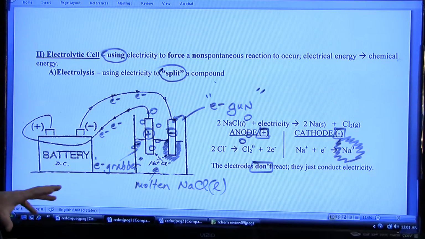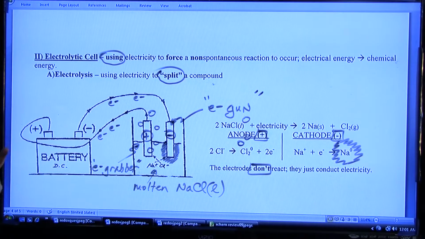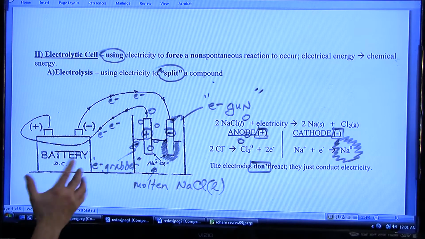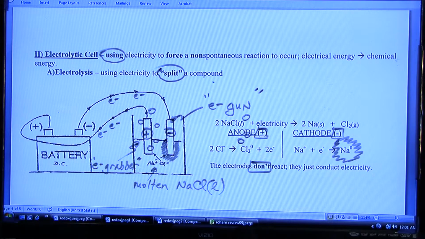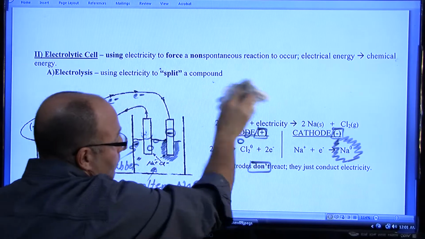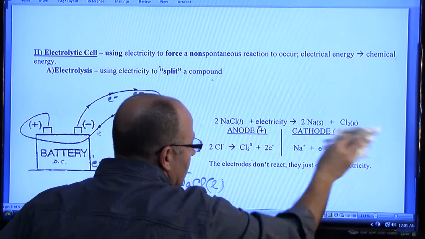Just to remind you that you need a source of direct current where the negative stays negative throughout the whole experiment. The other kind of current would be alternating current, which you would get from your outlet. You need direct current here for this to work. Now let's see the second application of the electrolytic cell, and that is electroplating.